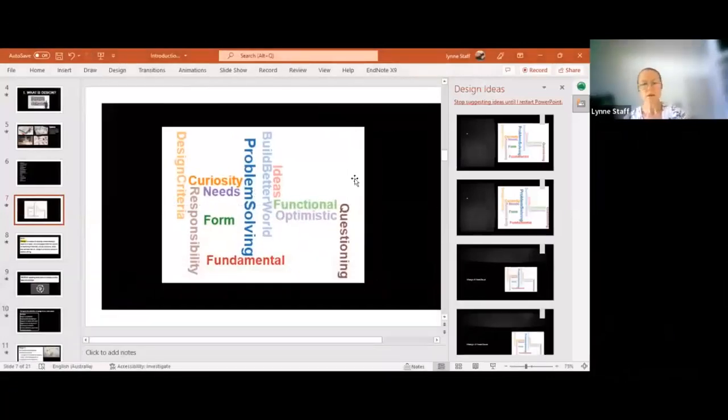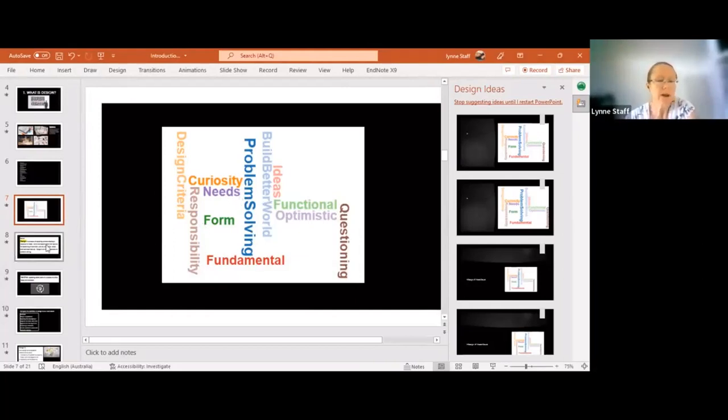Excellent. So we're seeing those ideas coming out, like design is about problem solving, it's about building a better world, about questioning, it's about ideas, about creativity and curiosity, but also being functional and satisfying needs.